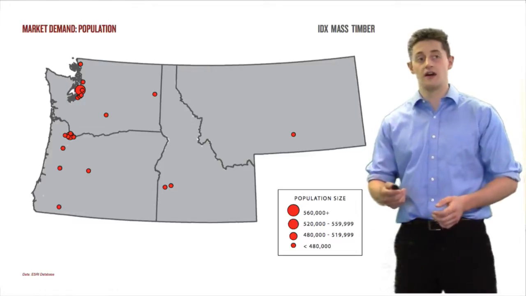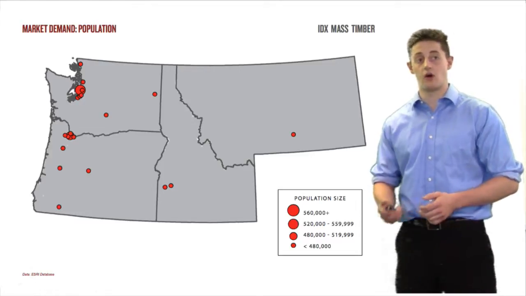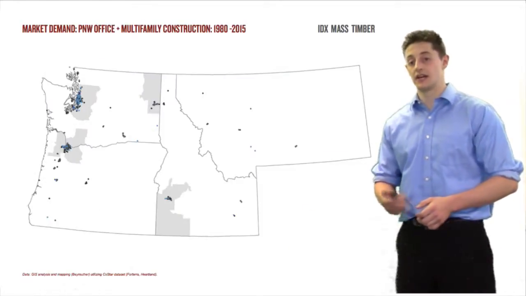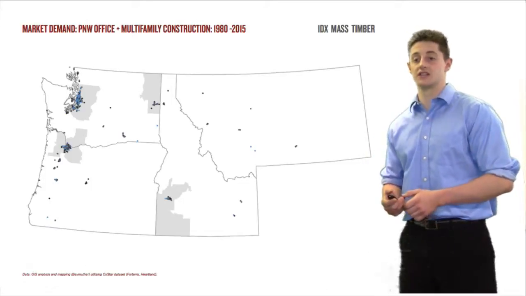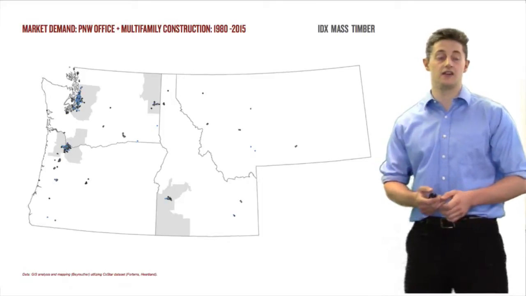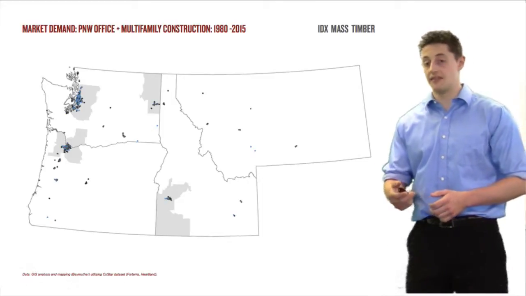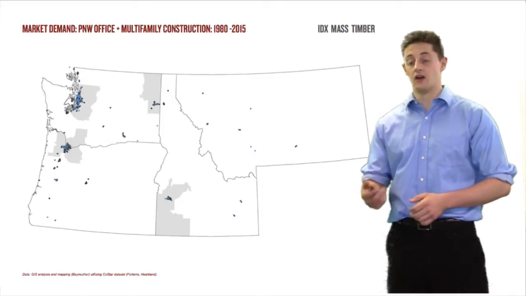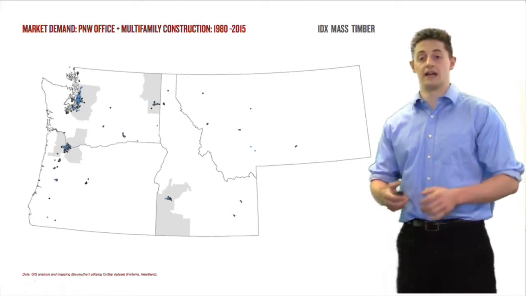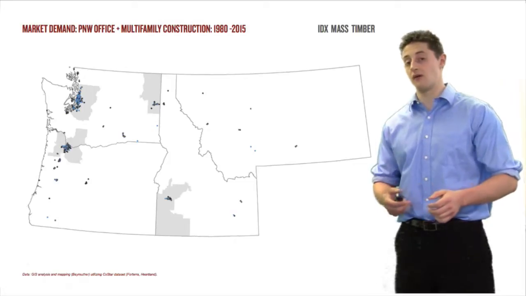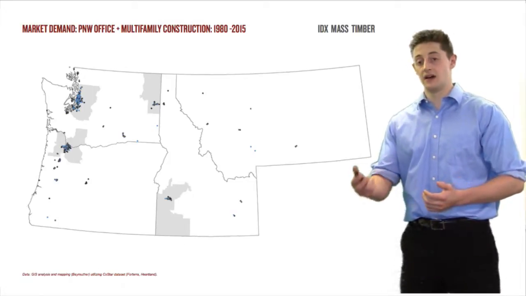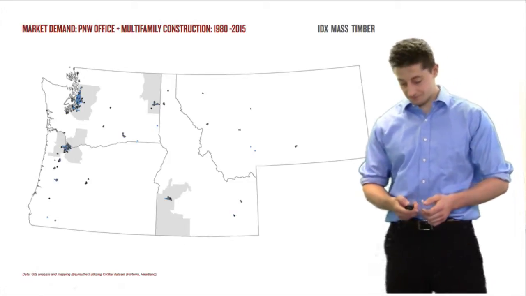And so if we start to look at what kind of infrastructure and how often that's occurring in those areas, we take a look at this figure here that shows the offices and the multifamily construction that's occurred from 1980 to 2015. And again, this area shows the Seattle area as being really vibrant in new construction with offices and multifamily construction, which is why we've determined our site to be in the Seattle area.